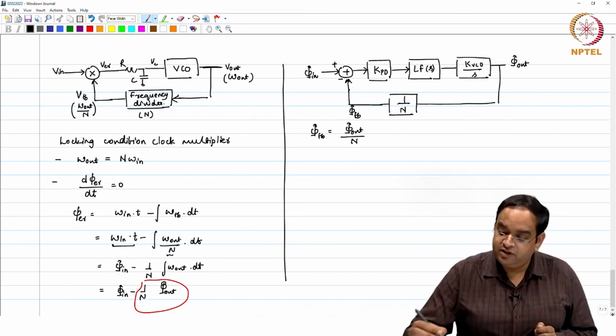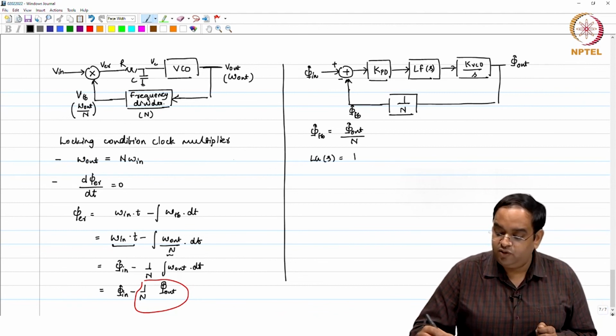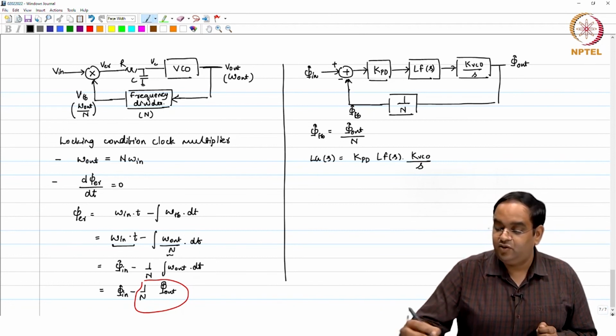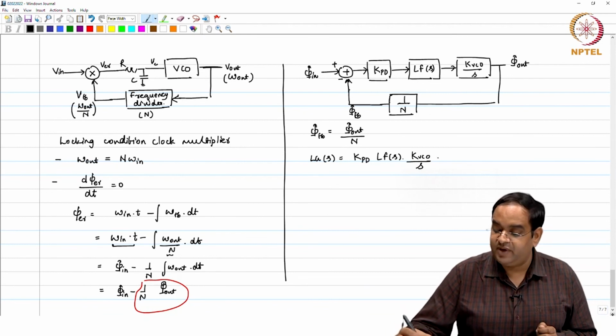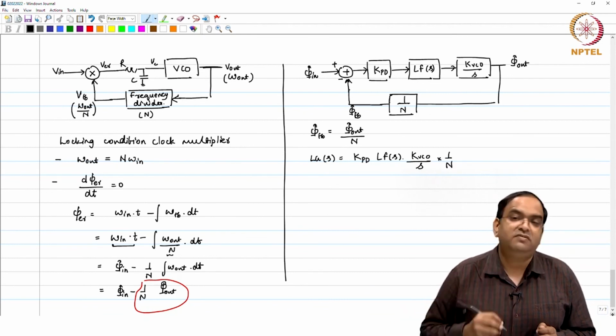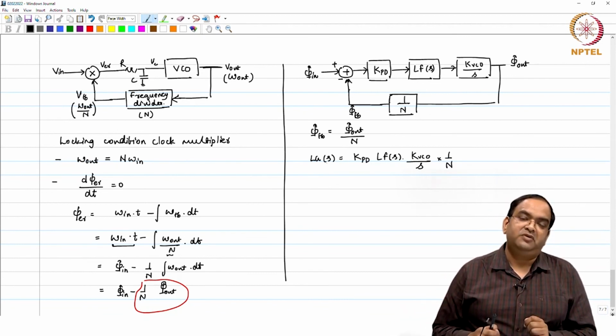The loop gain for this particular loop is equal to K_PD times loop filter of S times K_VCO by S. You have now 1 over n in the feedback path. So, loop gain will have this transfer function.